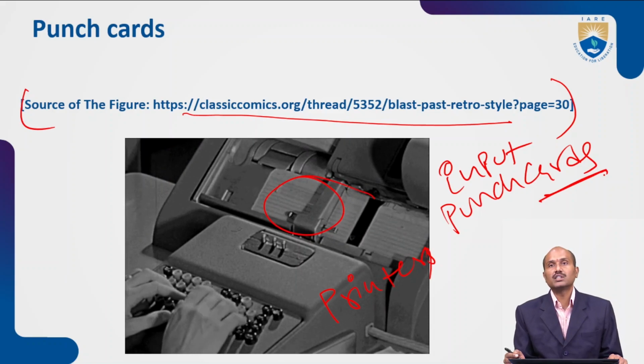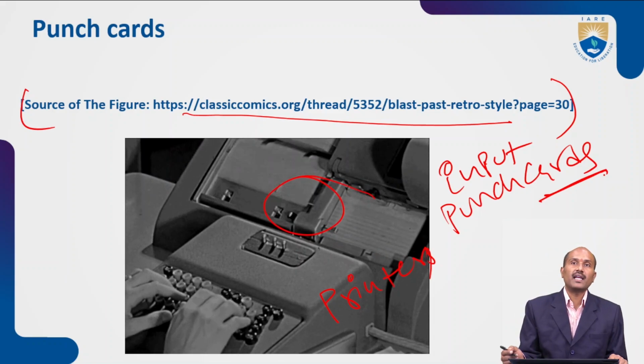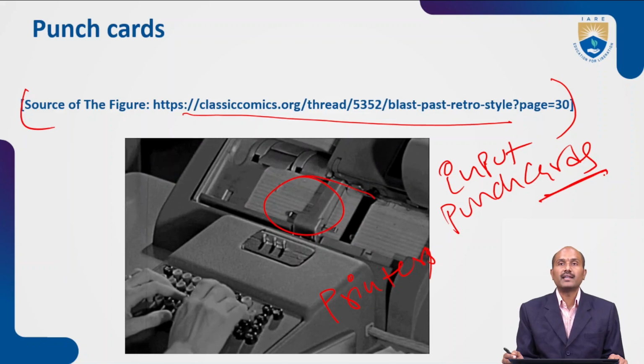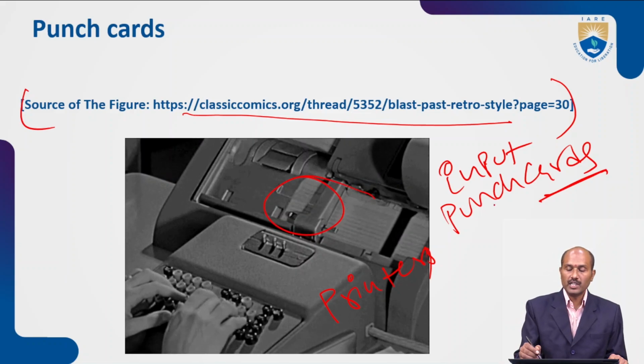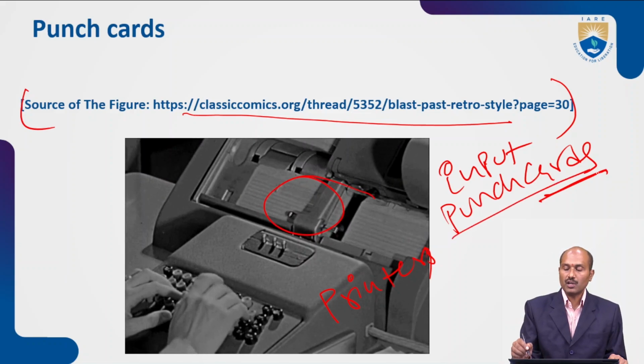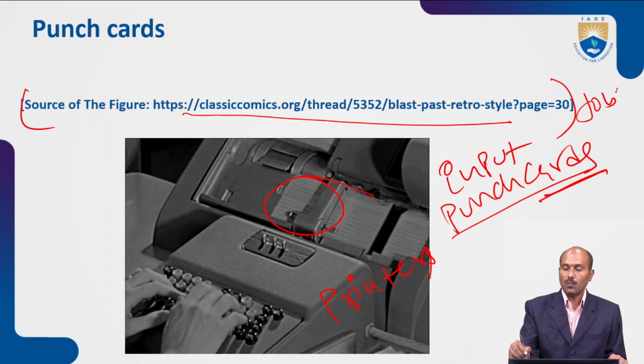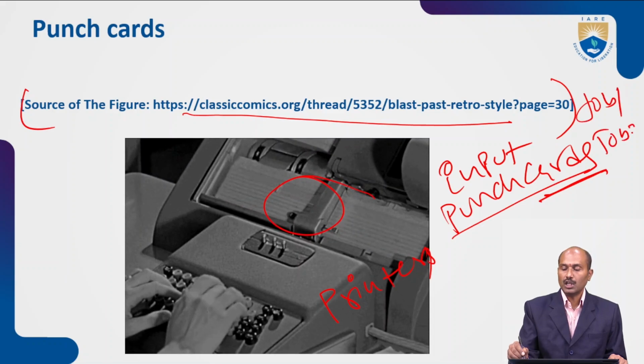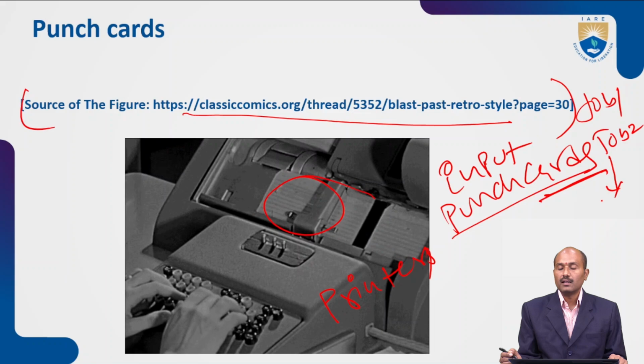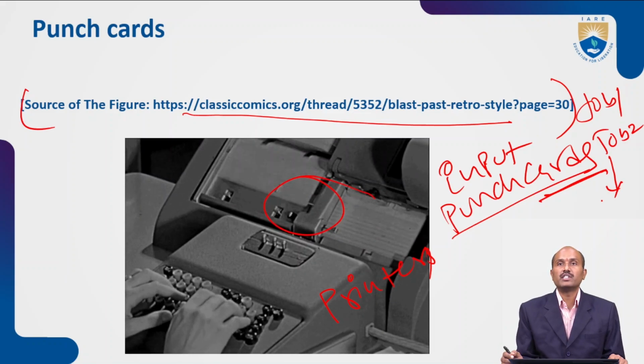So the punch cards are taken as input, and each punch card works as one job. Job 1, job 2, job 3, like that. That is given as input to the CPU.